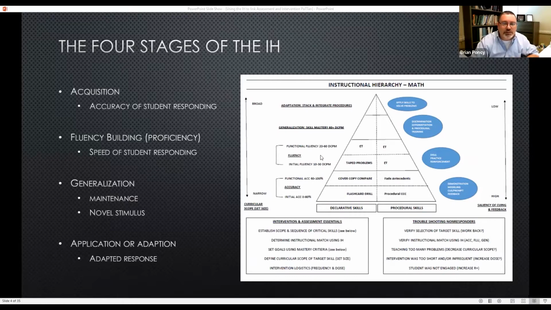Same with fluency. A lot of times I'll work with students that are slow responders. They're accurate, but slow, usually because they're strategy dependent, doing a lot of finger counting. And so sometimes the interventions we do for those students will be different.